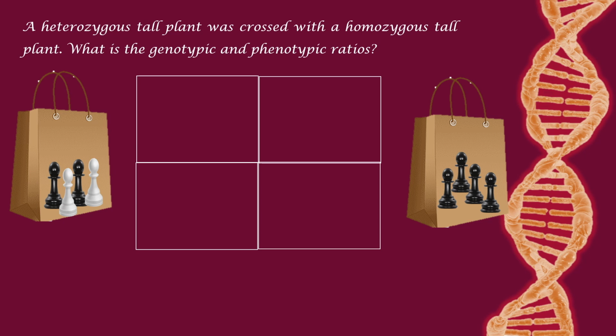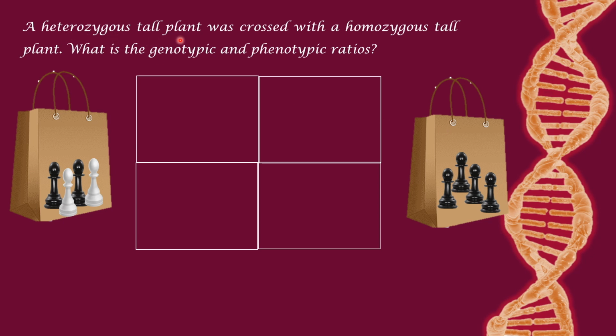Now, let us see how to solve certain problems which are commonly given in exams. See this question here. A heterozygous tall plant was crossed with a homozygous tall plant. What are the genotypic and phenotypic ratios? We know that homozygous tall means they have only capital T, capital T. So let us show it with black.